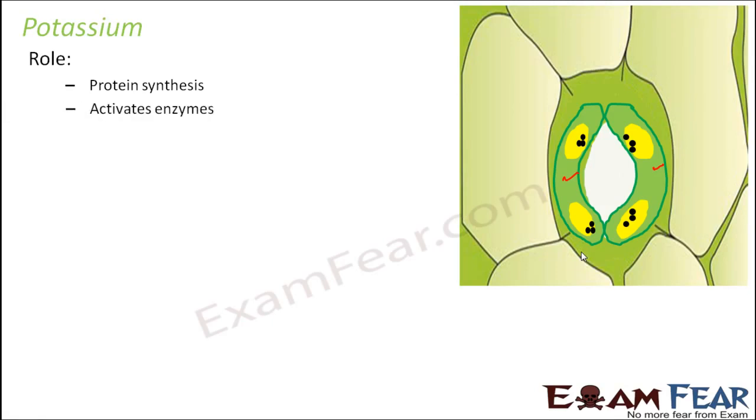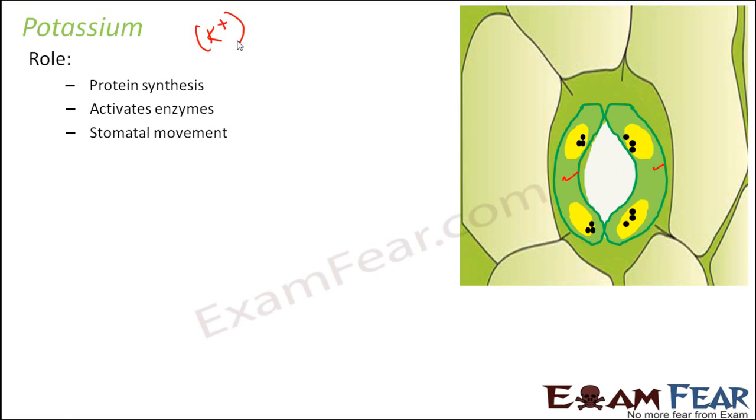It helps in protein synthesis. It also activates many enzymes. Now, potassium is a dominant cation present in a plant. Cation is a positive ion. So, K+ is a dominant cation present in a plant. It activates enzymes. When I say it activates the enzymes which are required for the process of photosynthesis, respiration, and the synthesis of proteins and starch. So, for all these processes, we need enzymes, and those enzymes are activated by potassium.